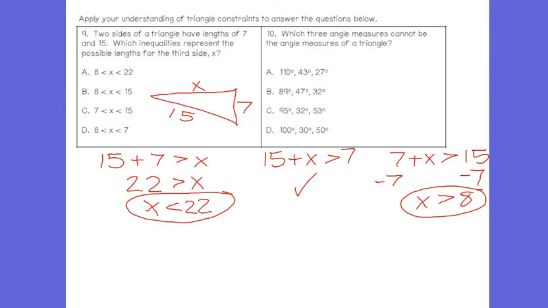I know that x has to be smaller than 22, but bigger than who? 8. So what option tells me that? D? Or A. 8 and 22. A is the only one that has an 8 and a 22.